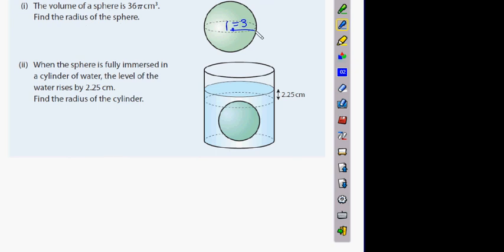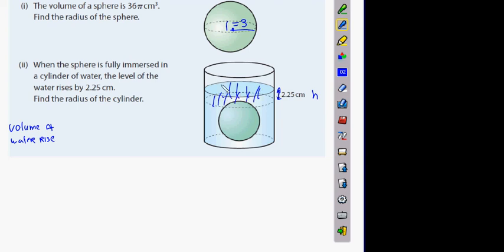Now, when the sphere is fully immersed in a cylinder of water, the level of the water rises. Now, when its level rises, that's its height rising. Do you understand? Now, you can get the volume of the rise in water. The volume of the water rise. What shape is the water rise in? Can everybody see that's a cylinder?